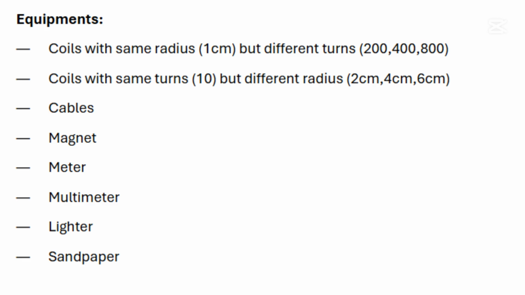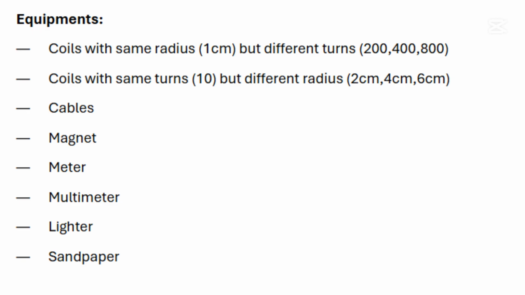Before diving into details, let's look at the design. The design is very simple, but it is effective for demonstrating Faraday's law. I used 3 copper coils which have the same radius but different numbers of turns: 200, 400 and 800. I also used 3 different coils with the same number of turns, which is 10, but they all have different radii: 2 cm, 4 cm and 6 cm.